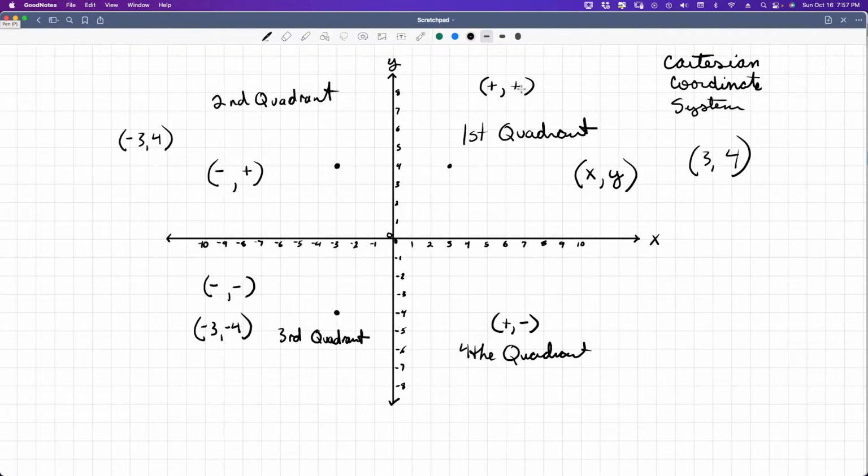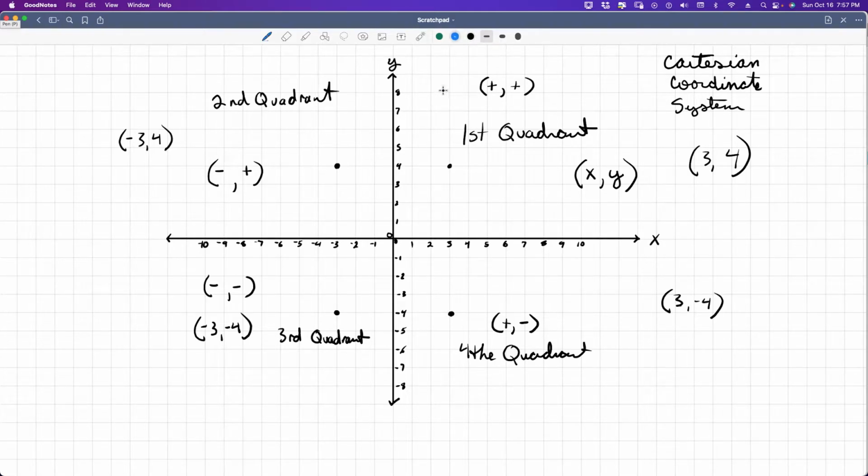So we have positive, positive here. We have negative, negative here. Over here we have a negative x, positive y. Over here we have a positive x, negative y. So in this quadrant, if I were to give you a +3, -4, that would be in the fourth quadrant. So I'd find the +3 on the x-axis, and I'd come down to the -4 right across from it, and I would put my point right there.